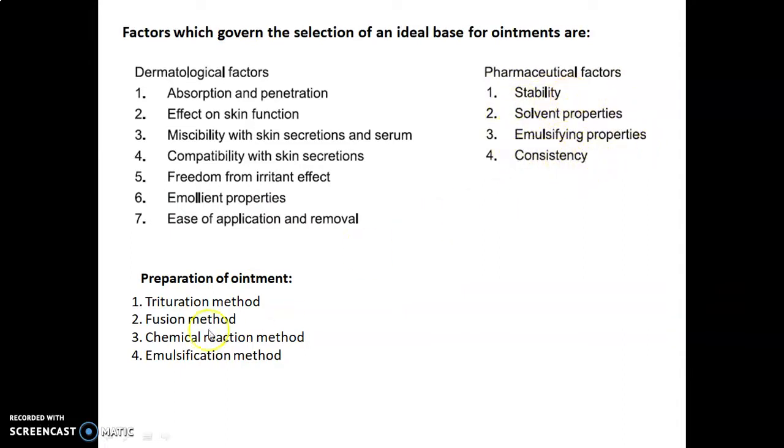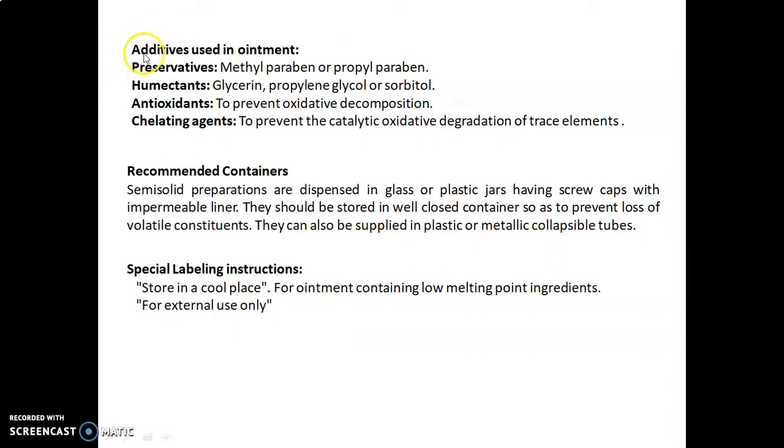and consistency. Then preparation of ointment has four methods: trituration method, fusion method, chemical reaction method, and fourth, emulsification method. Let's discuss the additives used in ointments: preservatives, methyl paraben or propyl paraben; humectants, that are glycerin, propylene glycol or sorbitol; antioxidants, which are used to prevent oxidative decomposition; and chelating agents, used to prevent the catalyzing of oxidative degradation by trace elements.